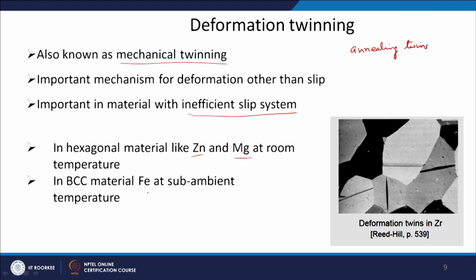In BCC material also, for example, steel at subambient temperature, it will deform by a slipping process. At a little bit higher temperature, the deformation by slip becomes easier, because at high temperature it becomes easier for you to slide the atoms over one another. So, there you will not see the deformation through twinning, but if you go to low temperature, then you will start seeing that the deformation is through the twinning process.